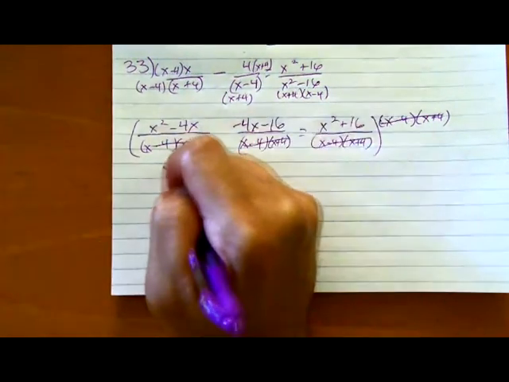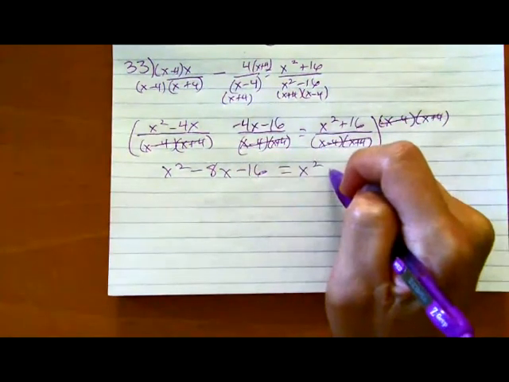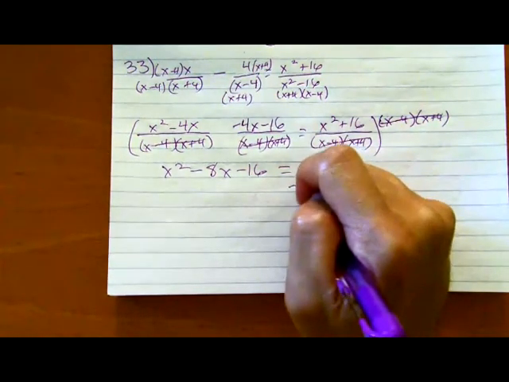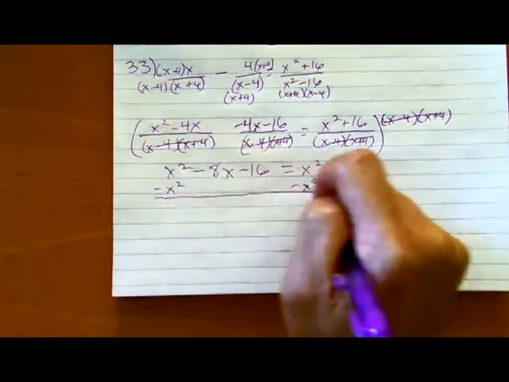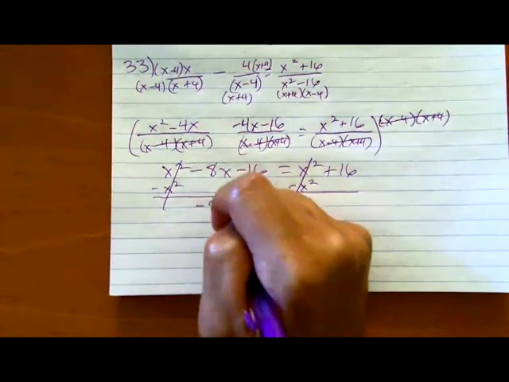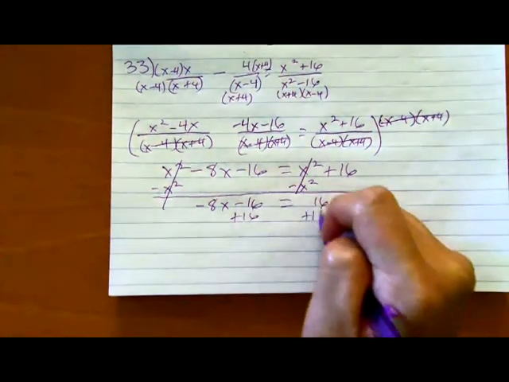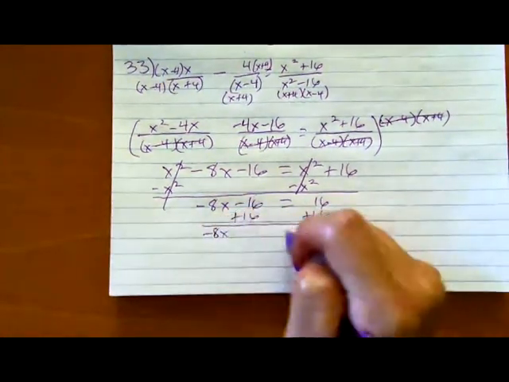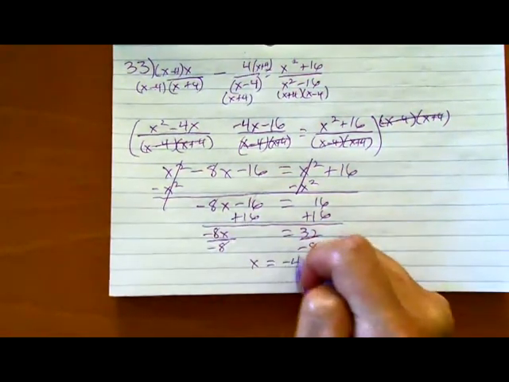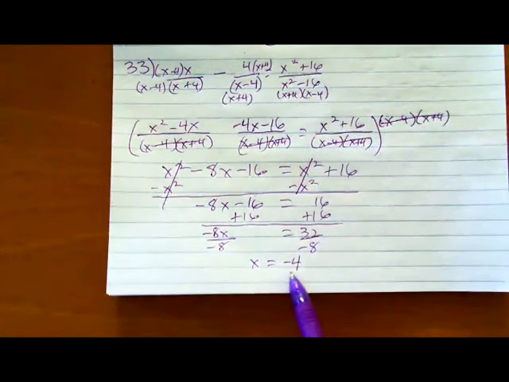I have x squared minus 8x minus 16 equals x squared plus 16. Okay. I'm going to subtract x squared from both sides. Negative 8x minus 16 equals 16. Okay, so we can just get x by itself. Add 16 on both sides. Divide by negative 8. Oh, there's a problem. X equals negative 4.